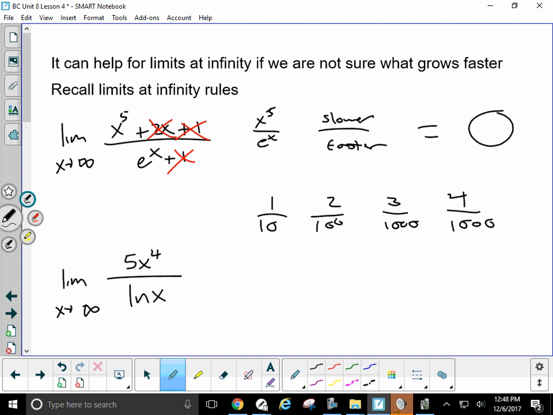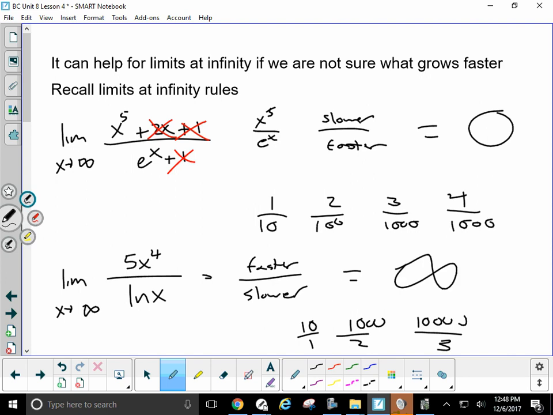This one, we should recall that this is actually growing faster than the log function, which is the slowest growing function. If we have situations where we have faster growth in a numerator over a denominator, what happens? These numbers get bigger and bigger and bigger. This is trending towards infinity.